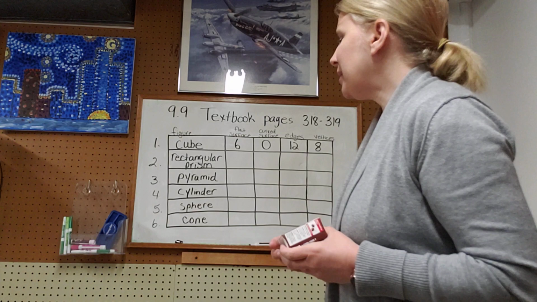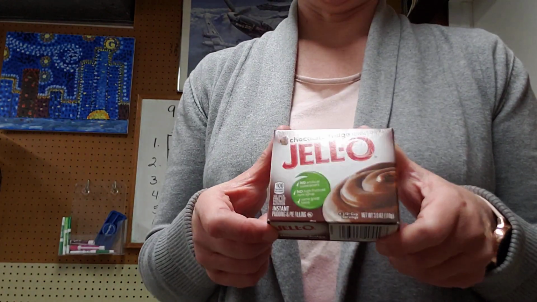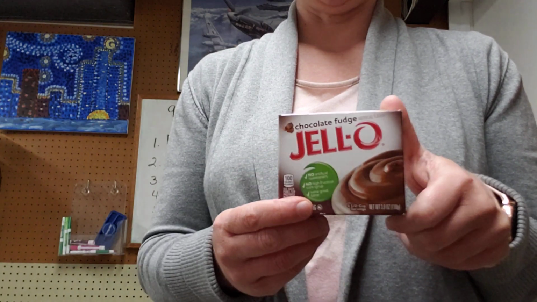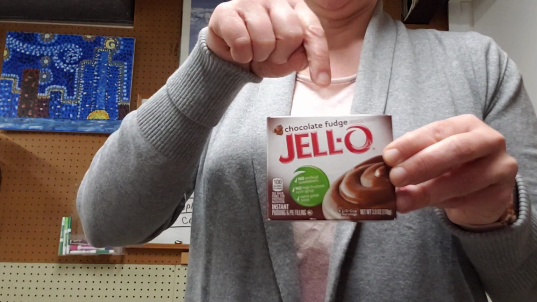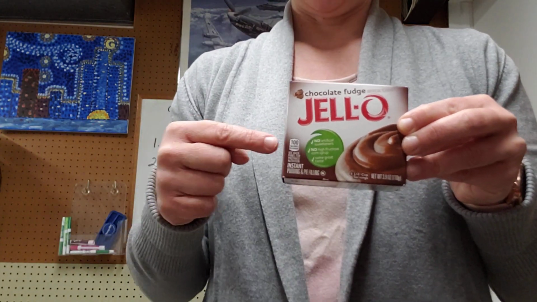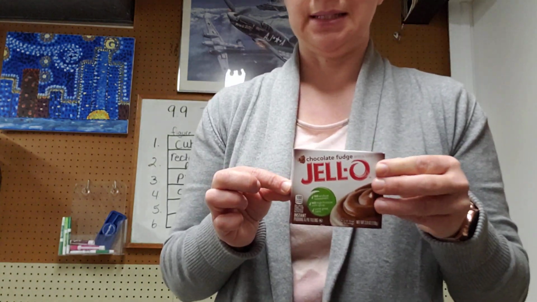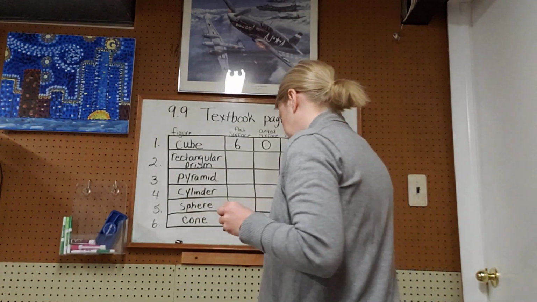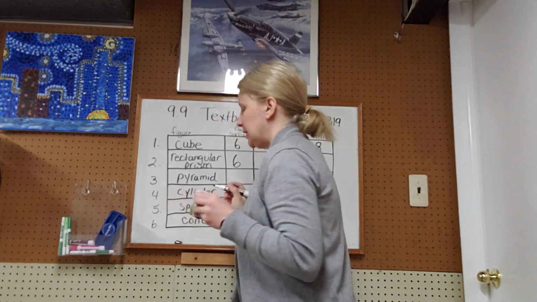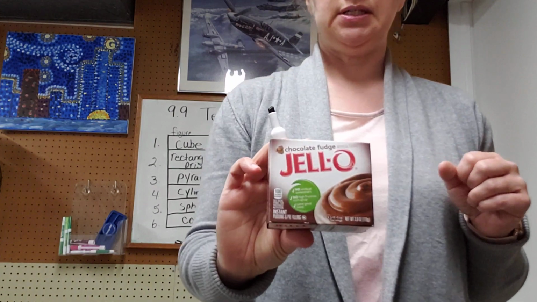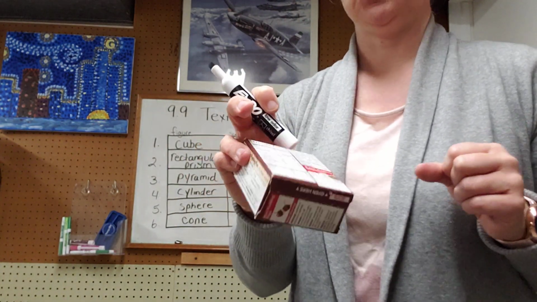Okay, so how many flat surfaces does a rectangular prism have? Just like the cube, let's count them. A front, a back, a top, a bottom, and 2 sides. It's the same as a cube. 6. Does it have any curved surfaces or edges? Nothing's curved. It's not like a circle. 0.